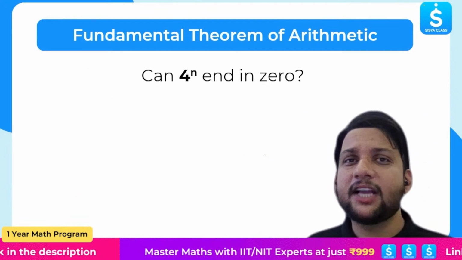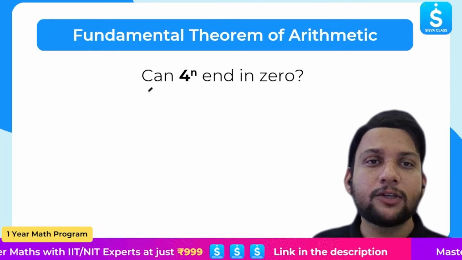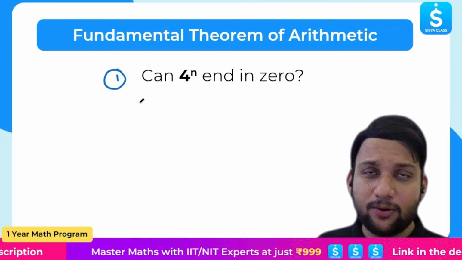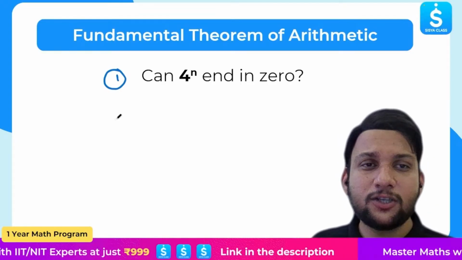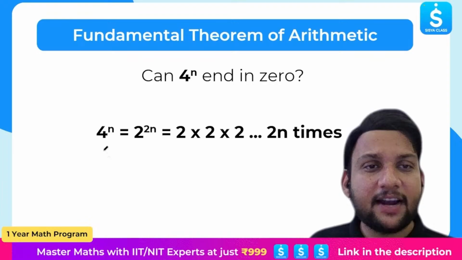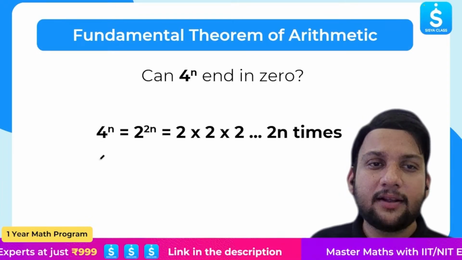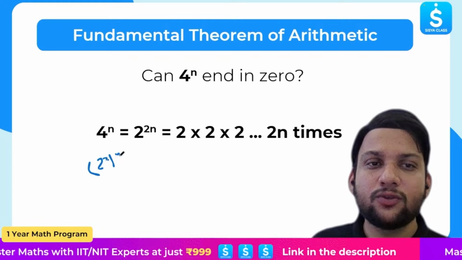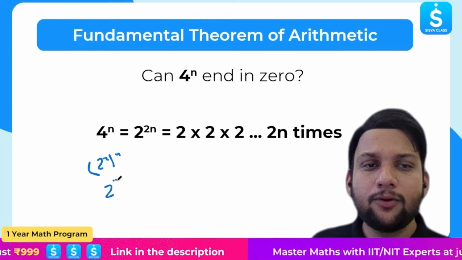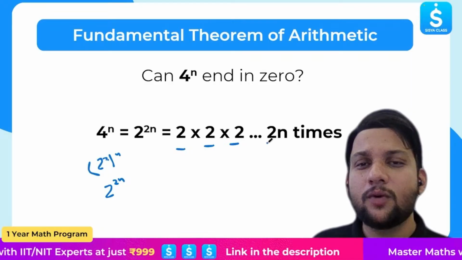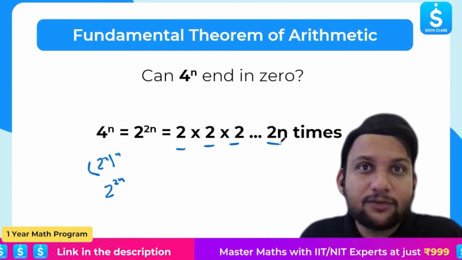So one application for this is one type of question that you can get: can 4 raised to power n end in 0? No, students. First of all, 4 raised to power n is there, right? So 4 raised to power n, how can I represent this? I can write 4 as 2 square. So this is nothing but 2 square raised to n. Then applying the law of exponents, this 2 and n will be multiplied. So this becomes 2 raised to power 2n. What does that mean? It is 2 into 2 into 2, and so on, 2n times. That's what it says.